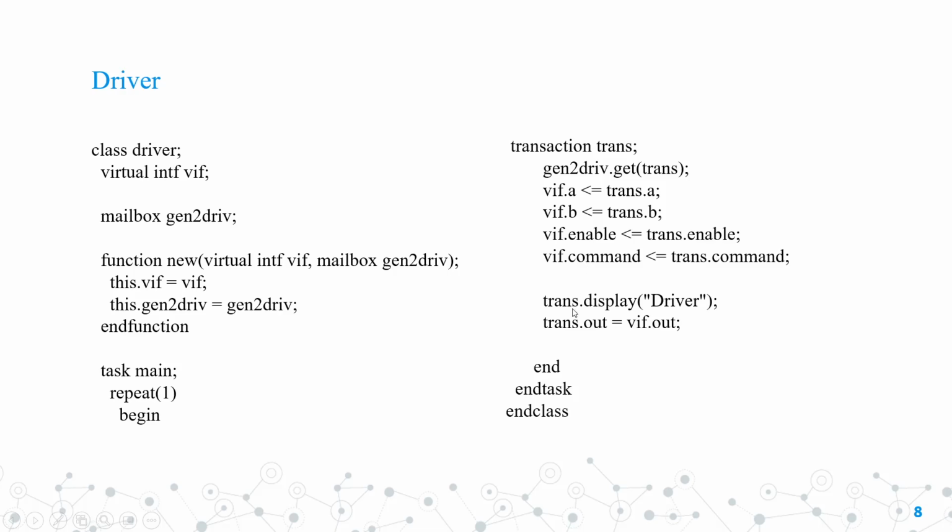And we are also printing the status. We are also printing the current status of the outputs, so that we can keep a look at it. I am calling the transaction class display with the driver string, so that it can print that.